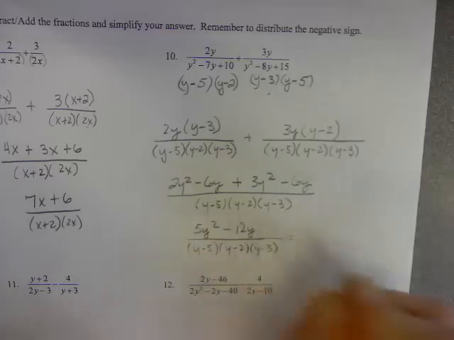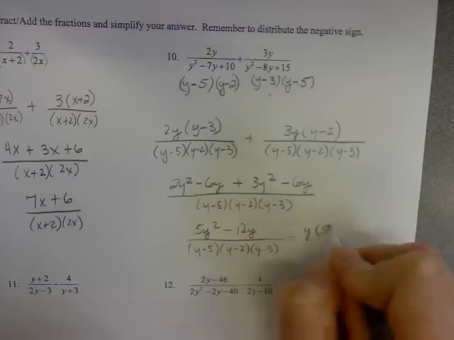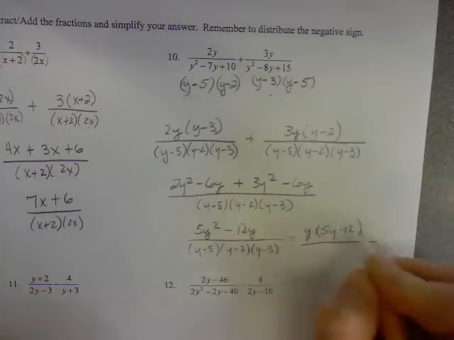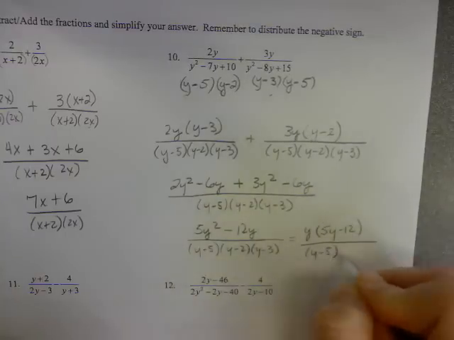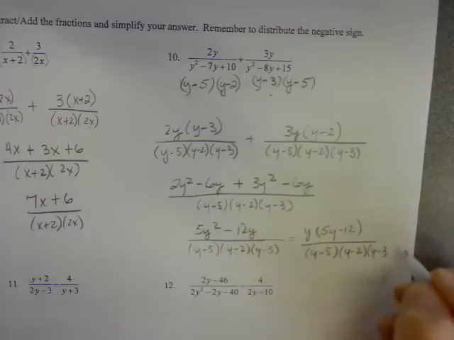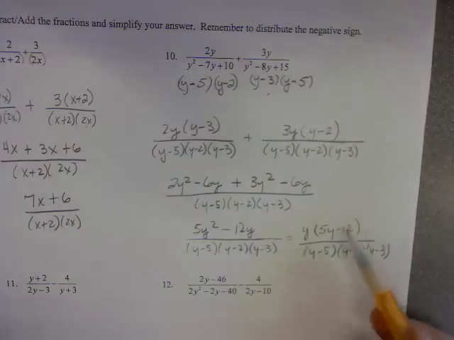We could factor out the numerator. The y can factor out. We can end up with 5y minus 12 over y minus 5 times y minus 2 times y minus 3. Since nothing factors or cancels out, we can leave our answer like that.